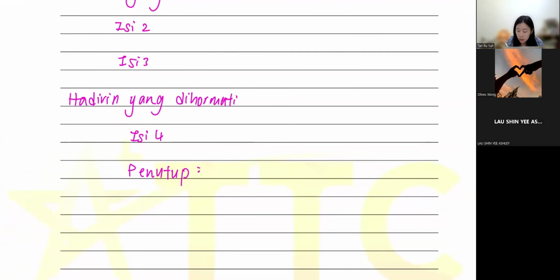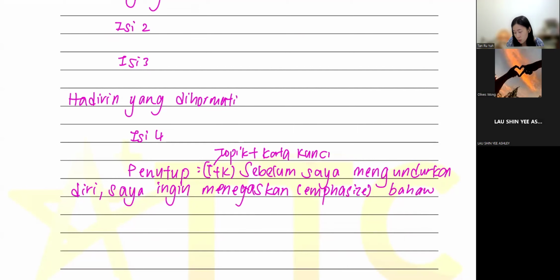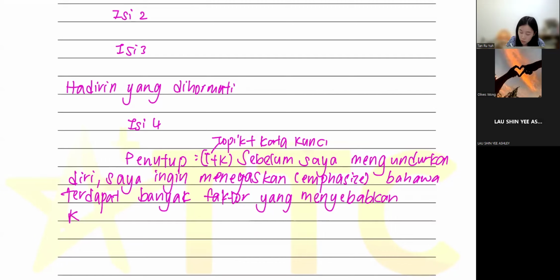Normally I'm using T plus K first, which is your topic, plus kata kunci. So I cannot use kesimpulan. So there is a format here. Sebelum saya mengundurkan diri. Before I go down the stage, okay? Mengundurkan diri. Saya ingin menegaskan. I want to emphasize that. Menegaskan. Emphasize. Bahawa. Menegaskan bahawa. Terdapat. There is a lot. Terdapat banyak faktor. Reason. Yang faktor yang menyebabkan. That cause. Kemalangan jalan raya.